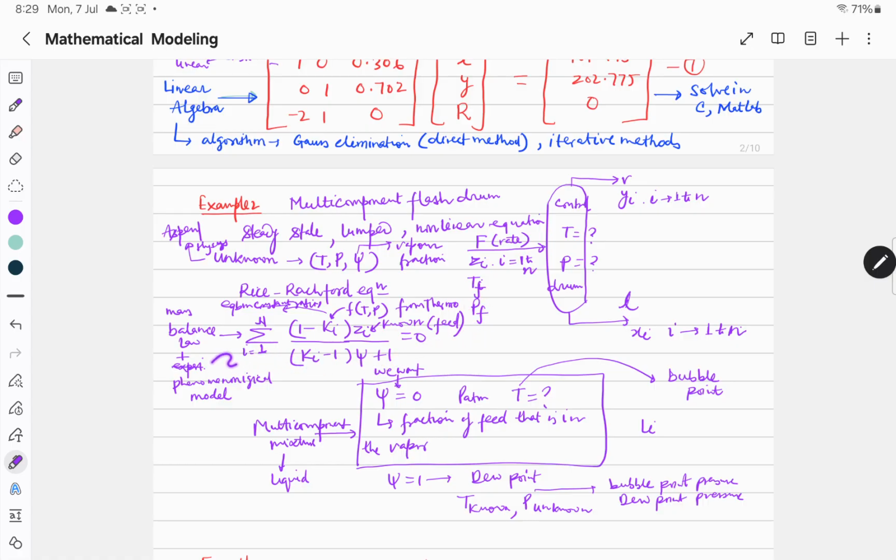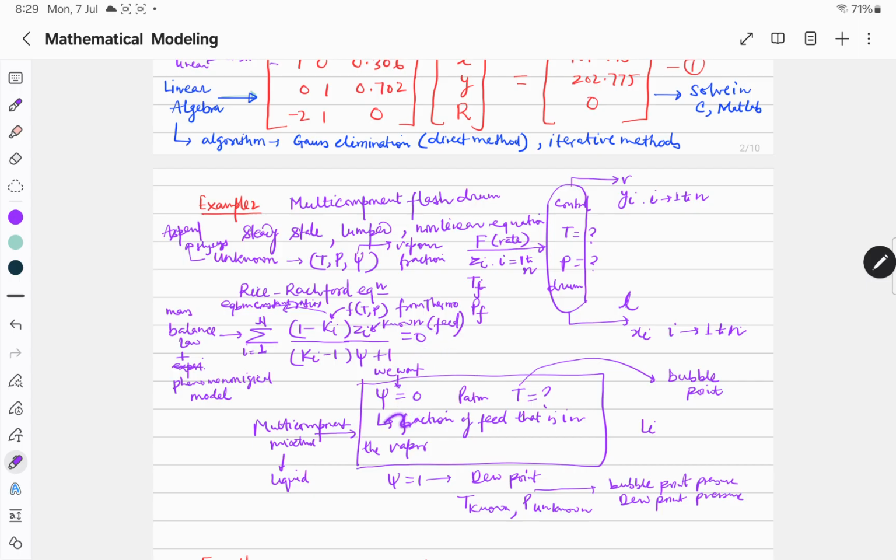You can use the mass balance laws plus a phenomenological model, and you will get the Rachford-Rice equation: sigma i equal to 1 to n of (1 minus ki) zi divided by ((ki minus 1) psi plus 1). Ki is obtained from thermodynamics, that is, the equilibrium ratios. Now this is the equation.